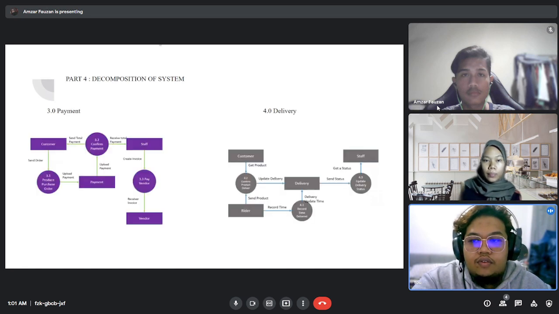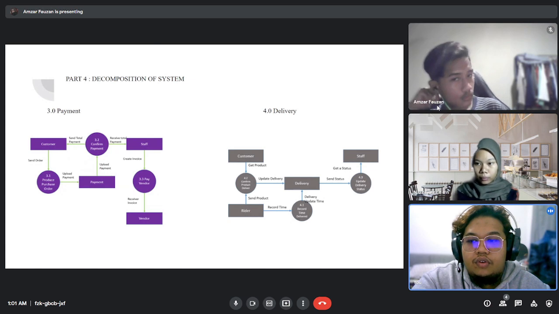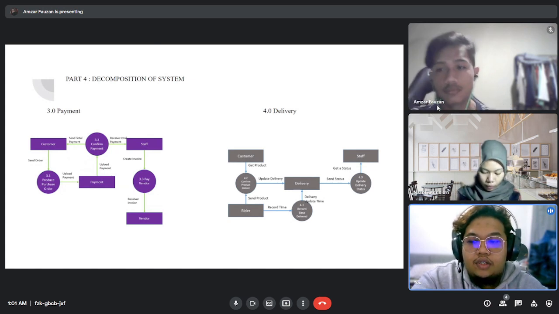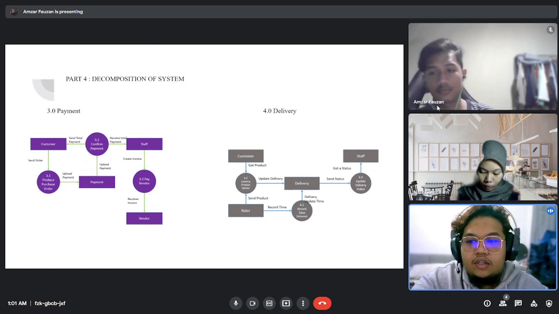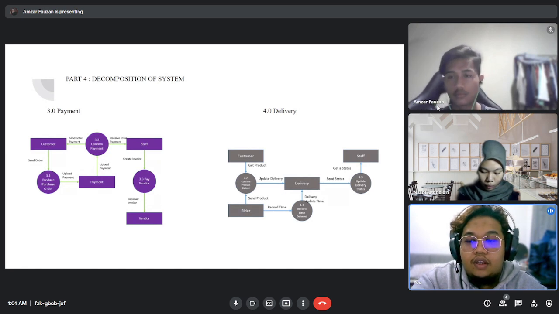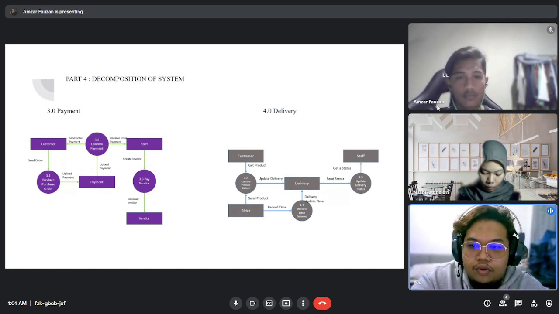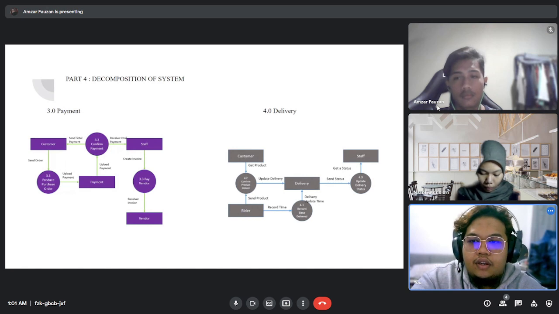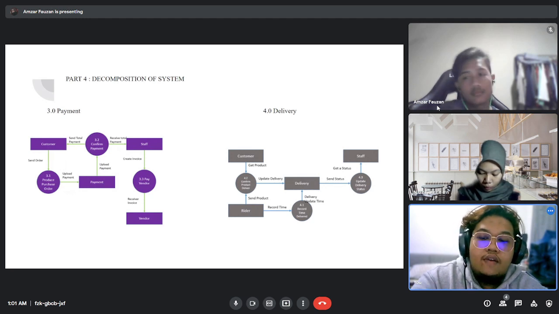So next, for the payment, you can see the payment went to the purchase order and send the order and upload the payment, and we receive the payment and upload the payment and confirm the payment and receive the total payment to the staff and pay for the vendor to the vendor.